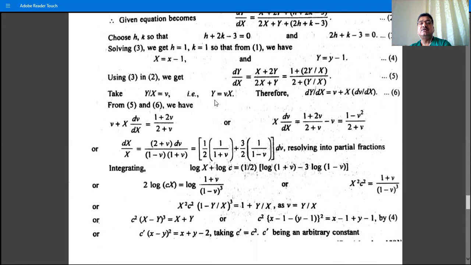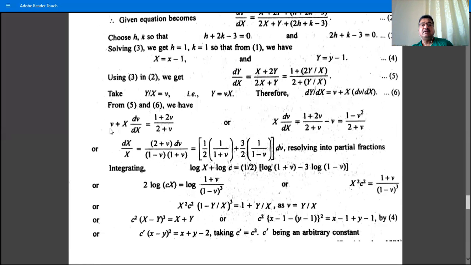So substitute Y is equal to vX. After substituting, dY by dX is what? dY by dX is v, the derivative of X is 1, plus X dv by dX by using the u v rule. And so substitute dY by dX as v plus X dv by dX, equal to X plus 2Y with Y as vX, and taking X as common and cancelling that X, we have 1 plus 2v divided by 2 plus v.